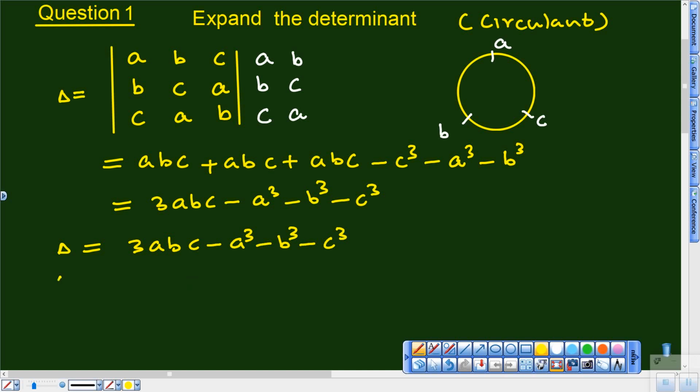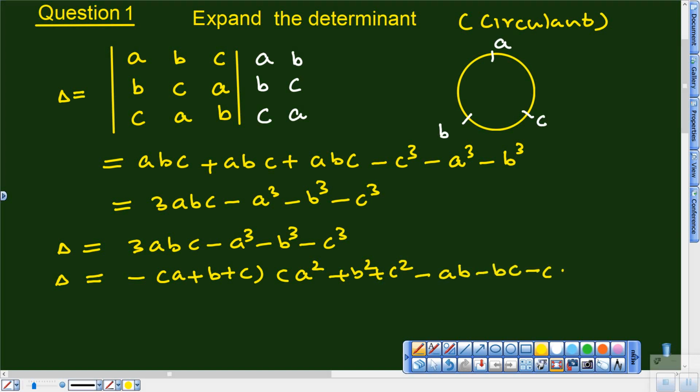Now, this delta can be written in three more different manners. The next one, you have seen in the basic classes, can be factored into A plus B plus C into A square plus B square plus C square minus AB minus BC minus CA. This is the second form.